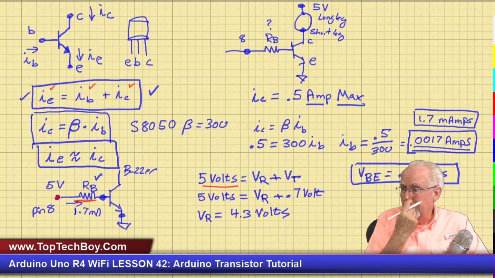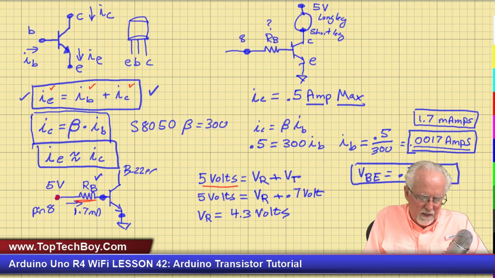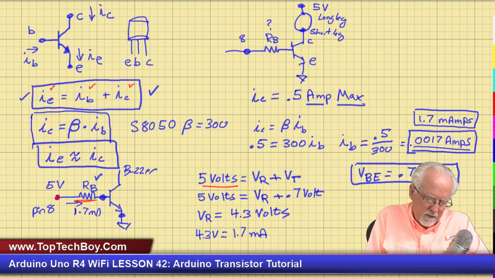Now, what do I need? I need to calculate what resistance. Well, the voltage, 4.3 volts, is going to be equal to the current. What did we say the current needed to be? 1.7 milliamps. The voltage is the current times the resistor. Okay, and that's going to be resistor B.